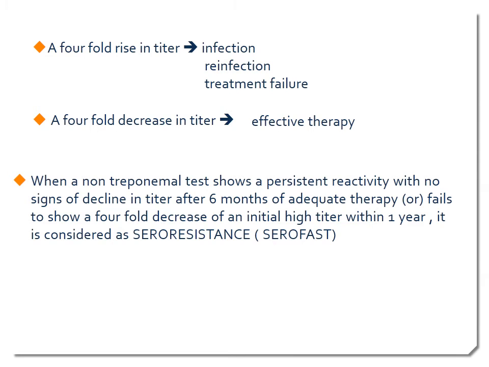A fourfold rise in titer could be because of infection, reinfection or treatment failure. A fourfold decrease in titer indicates effective therapy. When a non-treponemal test shows a persistent reactivity with no signs of declining titer after 6 months of adequate therapy, or fails to show a fourfold decrease of an initial high titer within 1 year, it is considered as a seroresistance or serofast.